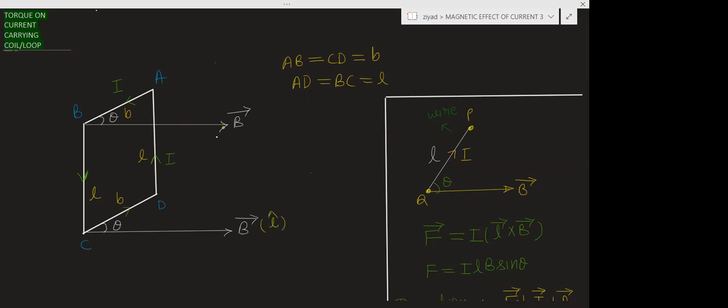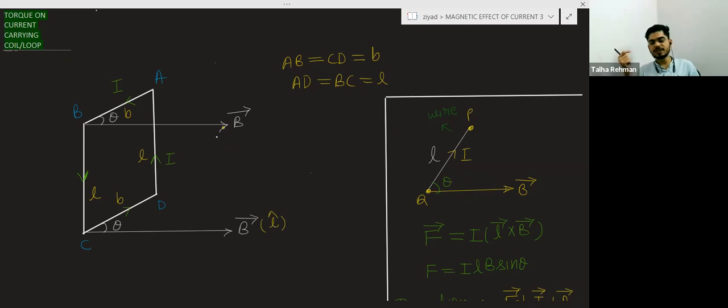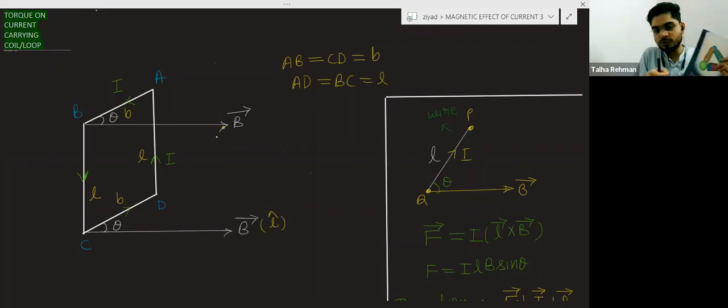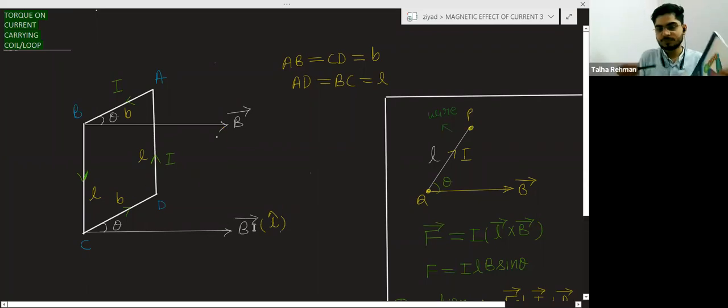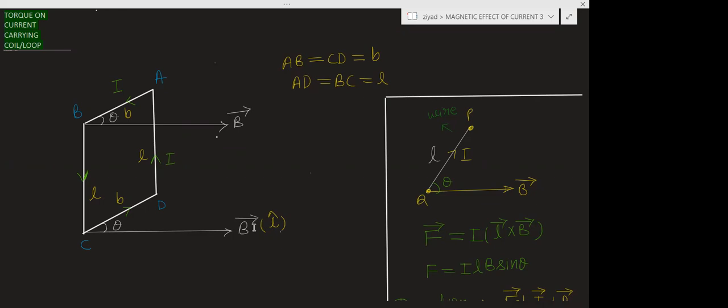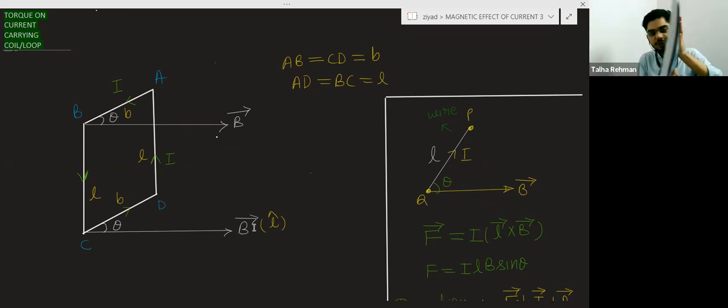Along i cap. I cap represents the x-axis, j cap the y-axis, k cap the z-axis. So your magnetic field is along the x-axis, and this is your coil. This is the plane of the coil. The plane of the coil is like this, and your magnetic field is like this. So there will be some angle between the magnetic field and the plane of the coil.